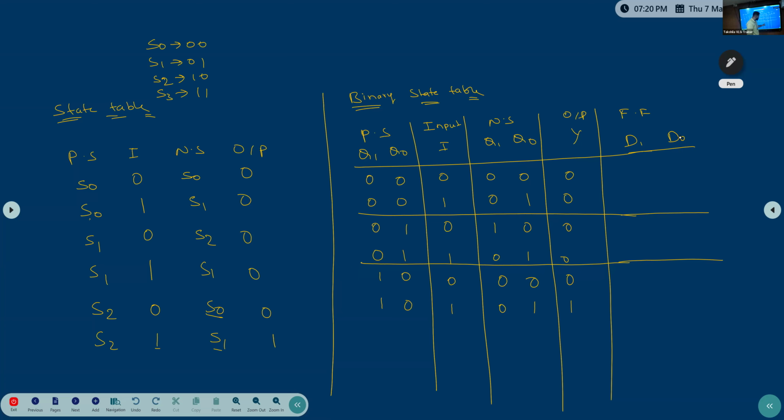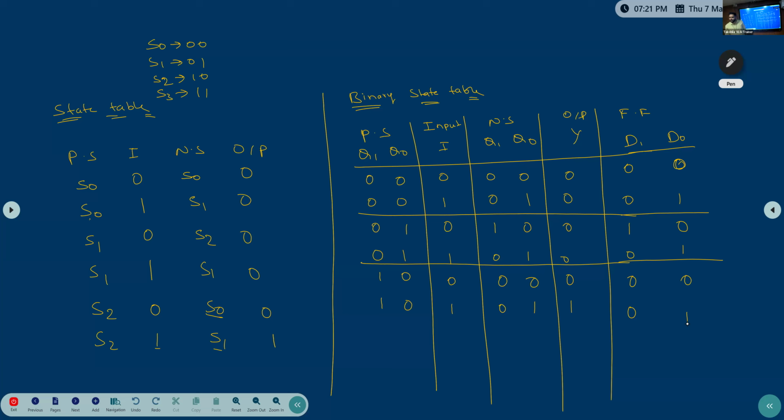So whatever the Q1 values are, same. Let's just take the Q1 values. I need to write here 0, 0, 1, 0, 0, 0. Yes or no? So now here D0, what do I need to write? D0. What about these next state values? 0, 0, here 1, 0, 1, 0, 1. That's it, right? So this is the thing.